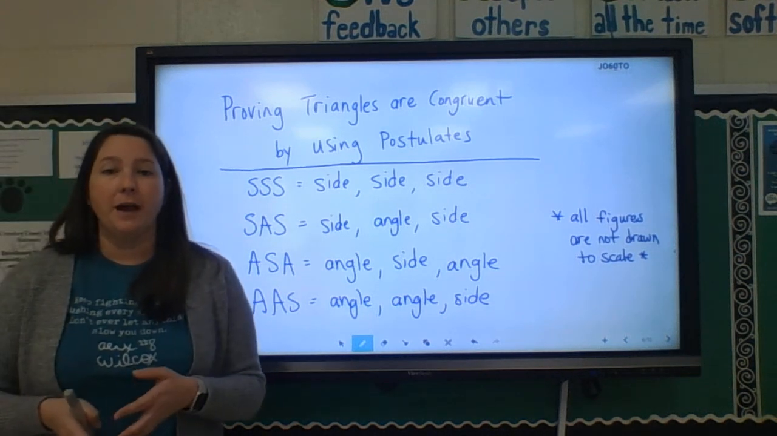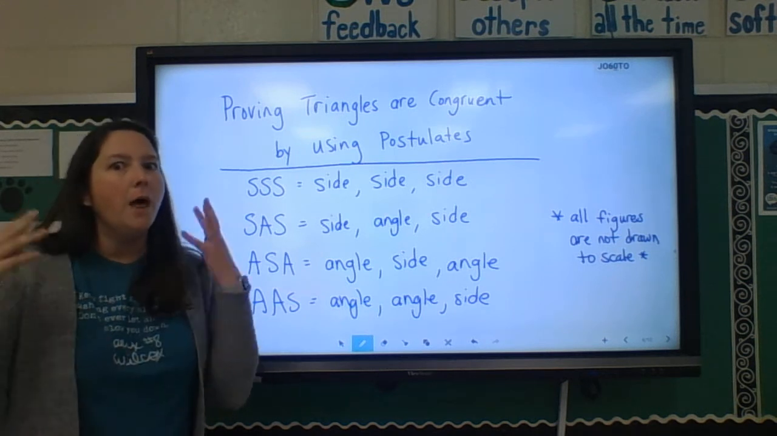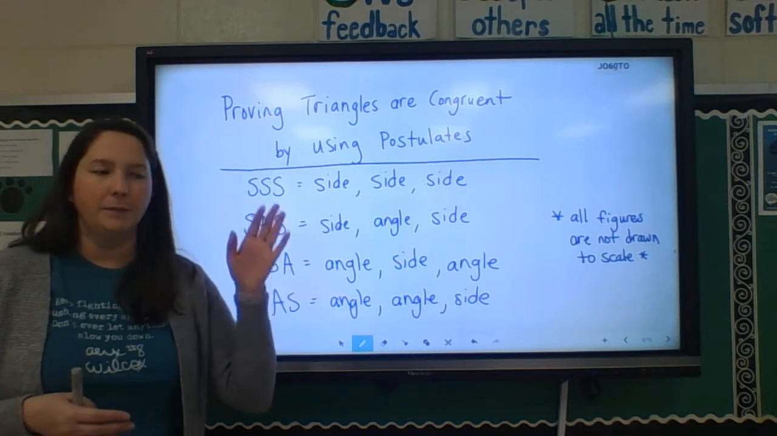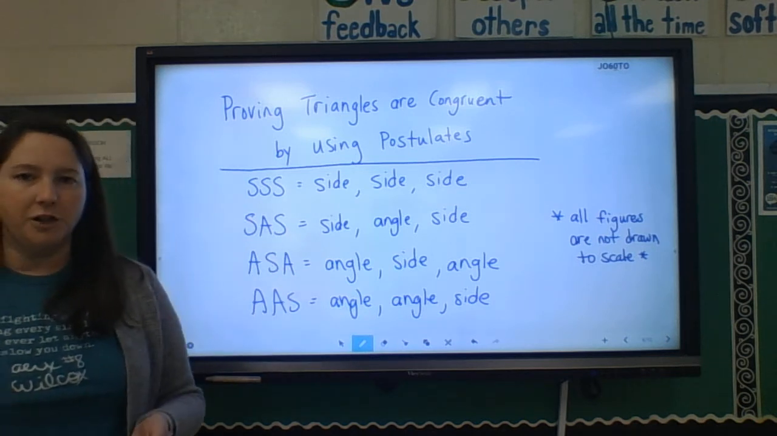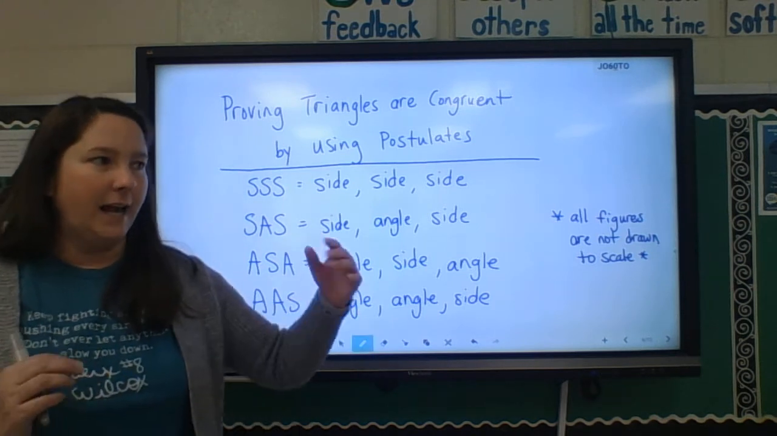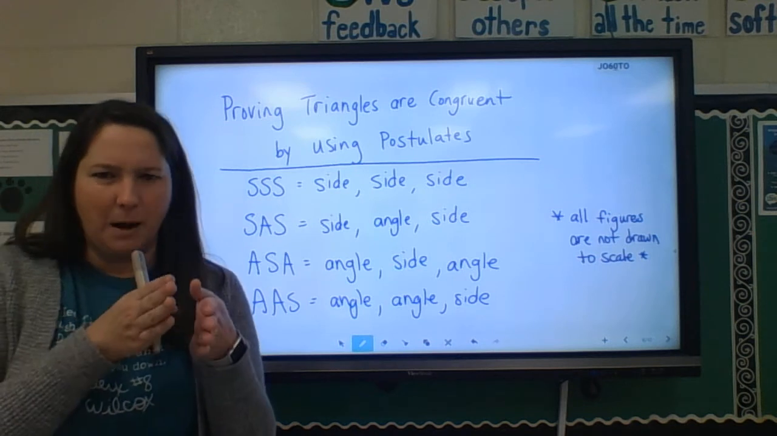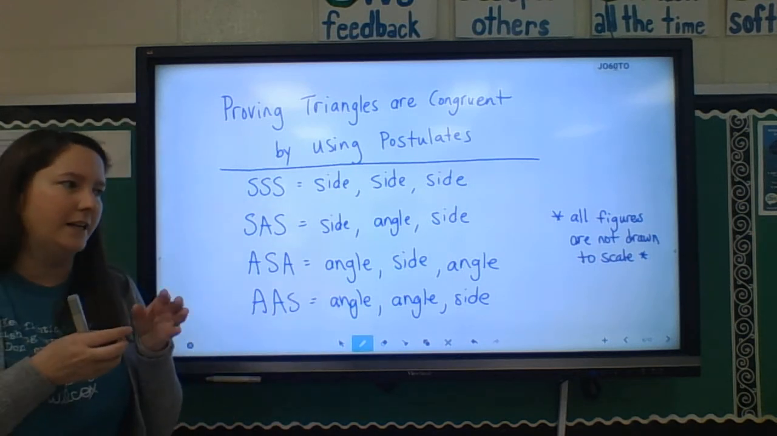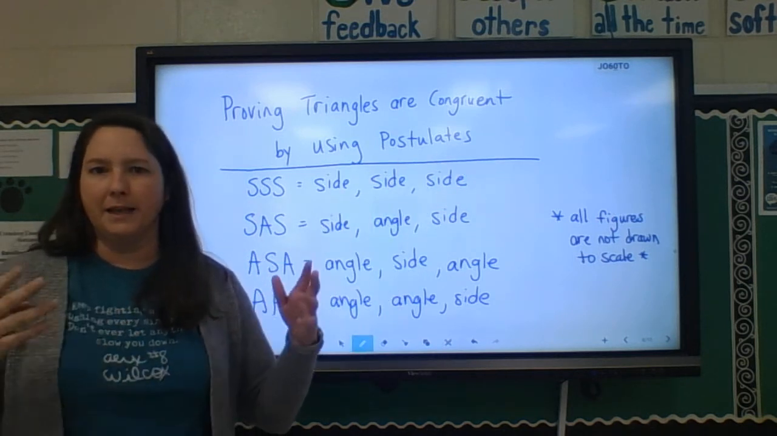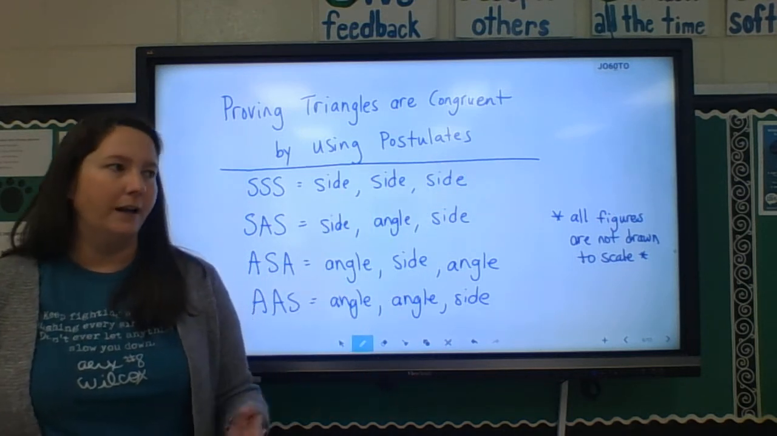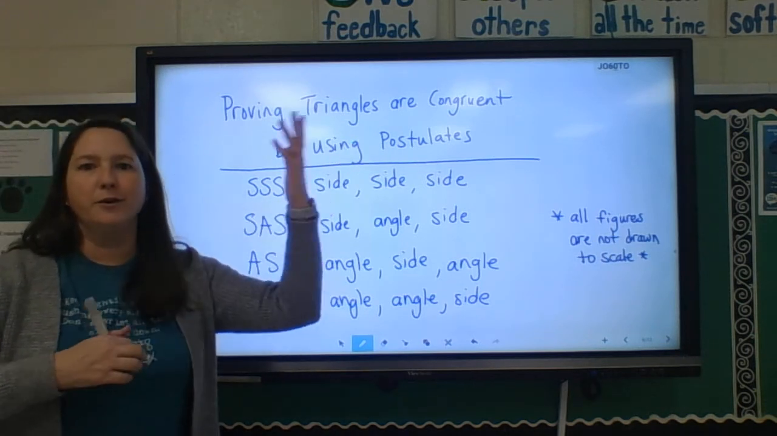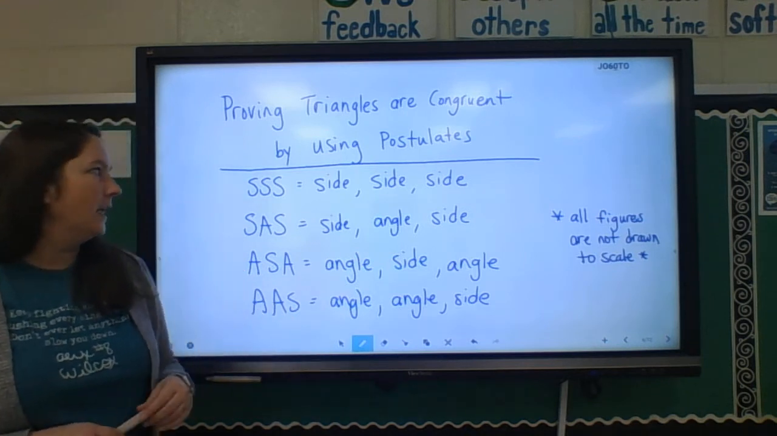Triangles are congruent by using postulates. What in the world is a postulate? We haven't talked about postulates or had that word mentioned in a while. A postulate is a statement, pretty much like a theorem, that has been proven, but it's a little bit smaller than a theorem. It's kind of the meat of the whole theorem, and a theorem is a statement that's been proven. So a postulate is what helps to prove the whole theorem.